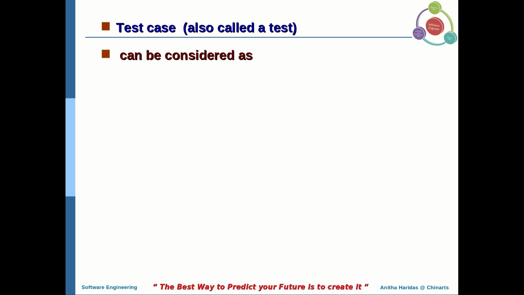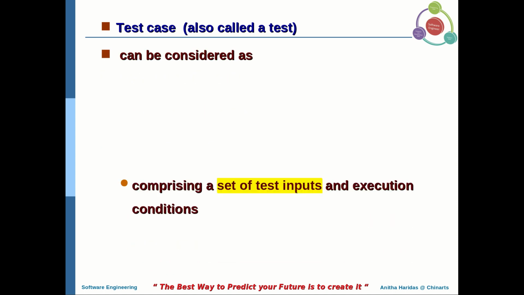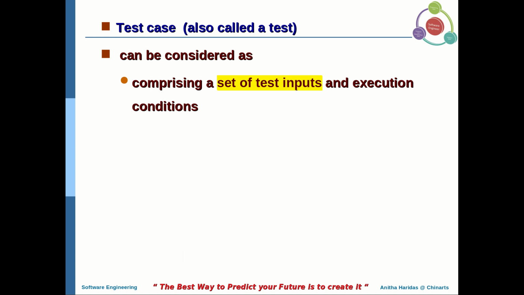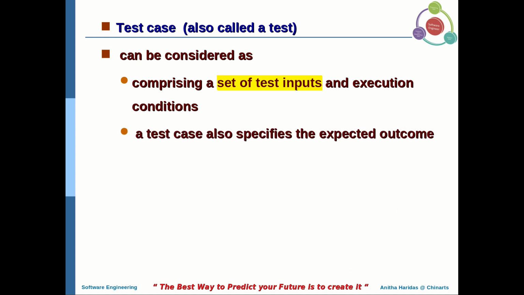Your test case is also known as a test, and it can be considered as a set of test inputs and execution conditions. This is what you call a test case. Set of test inputs and execution conditions, and it also specifies the expected outcome. But what are the three things available in the test case? One is your set of test input. The other is the execution condition, and the third one will be the expected outcome. These are the three things available in your test case.